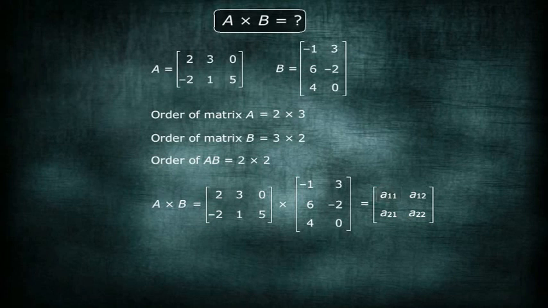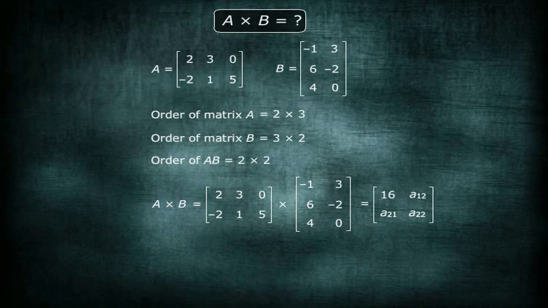Now look at A. Let's see the first row. 2, 3, 0. Look at B. Let's look at the first column. -1, 6, 4. Now we need to multiply these numbers. In which manner? First we multiply 2 here and -1 here. Then we add this to the product of 3 here and 6 here. And we add this to the product of 0 here and 4 here. So 2 into -1 plus 3 into 6 plus 0 into 4. This equals 16. And this gives us the element A11 of the product. So let me write 16 there.